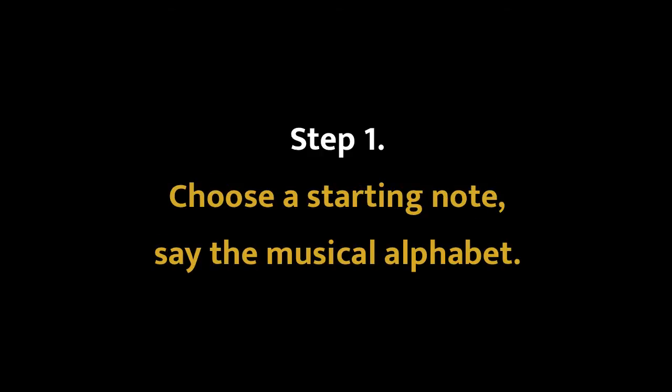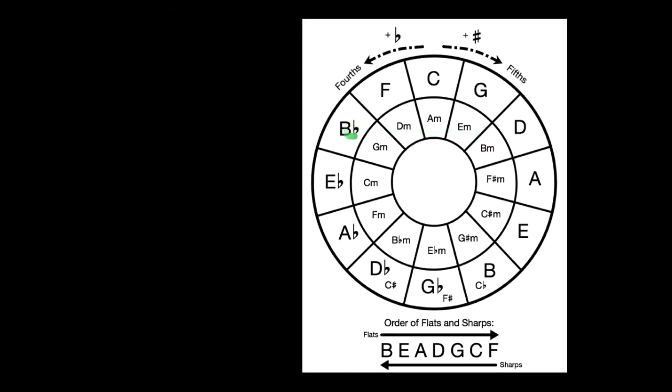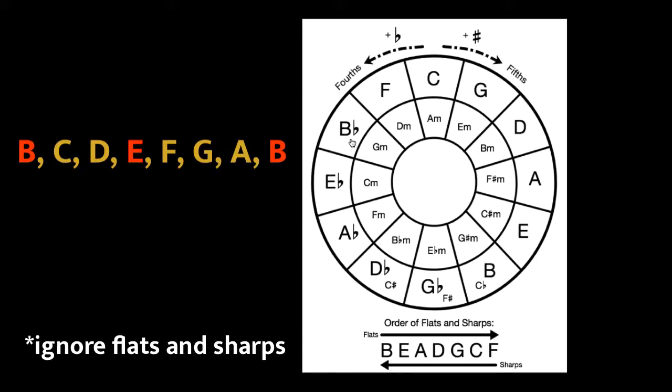First, choose a starting note, then say the musical alphabet. Ignore flats and sharps for this first step. So we'll do B flat this time. So the musical alphabet starting on B would be B, C, D, E, F, G, A, B.